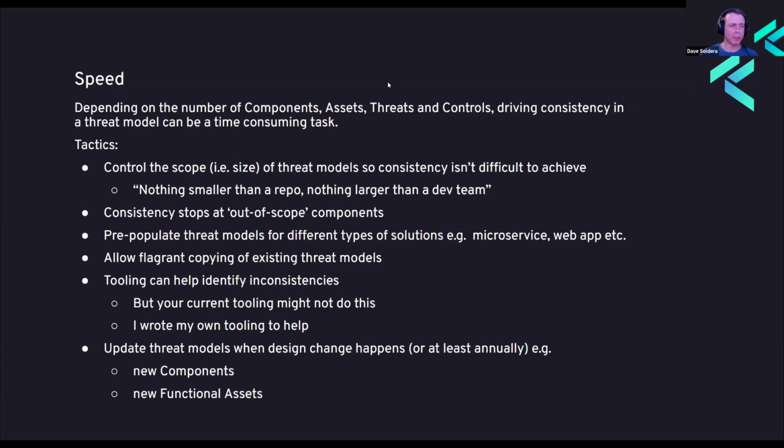That's commonly used. Pre-populating threat models for different types of solutions. This just gives you a leg up with the threat model already containing some information that'll be consistent and setting a good example. So that helps people produce consistent threat models. I allow flagrant copying of existing threat models, right? I think copying is a good thing, as long as they're copying an approved threat model that has been through the process and been reviewed and is accurate.